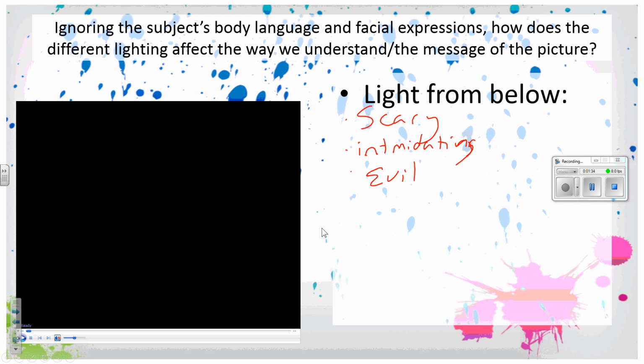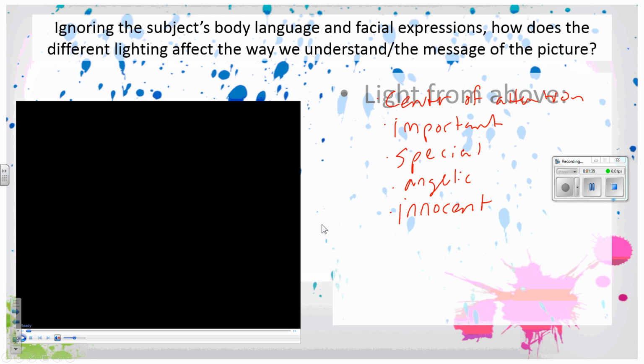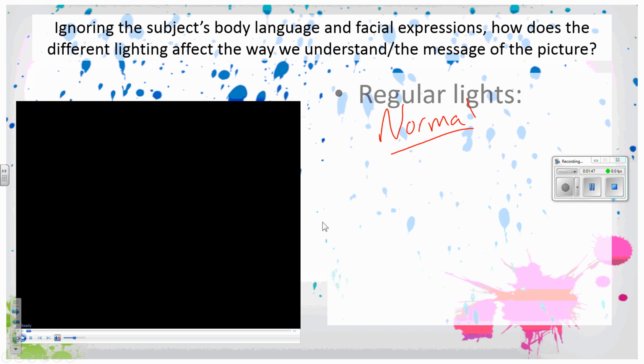When the light was from below, we were supposed to think the person was scary, intimidating, or evil. When light was from above, we were supposed to think the person was like the center of attention, or important, or special, or even like angelic or innocent. And when it looks like normal lights, we're supposed to think whatever we're seeing is normal.